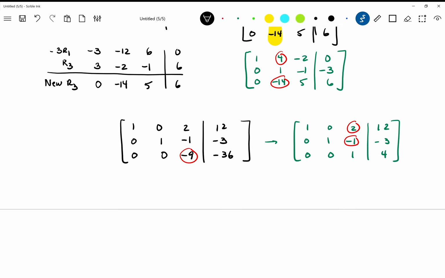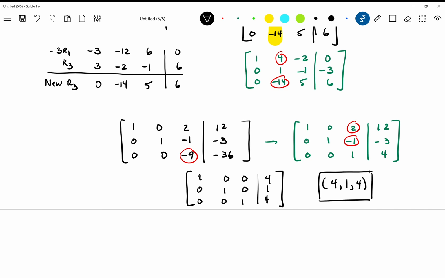Okay, and then welcome back. So after doing all those row reductions, this is what we have. The last row should stay the same. We should have 0, 1, 0, 1. We should have 1, 0, 0, 4. So that means that my solution to this system is 4, 1, 4.